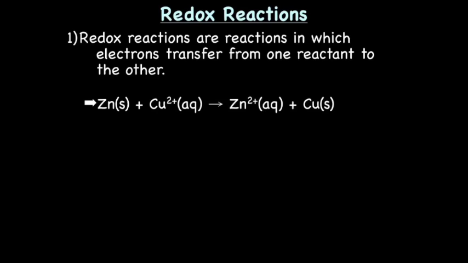Zinc is just an atom, right? So it's going to have an oxidation number of 0. Copper 2 plus ion has an oxidation number of 2 plus. Zinc ion has an oxidation number of 2 plus. And copper solid is going to have an oxidation number of 0.